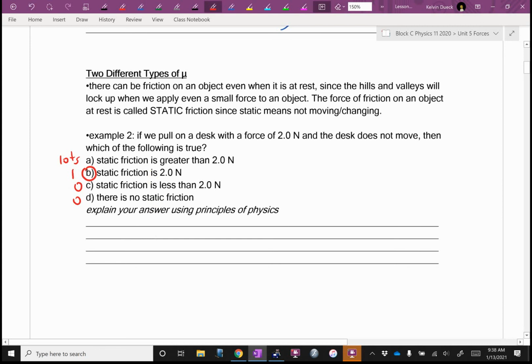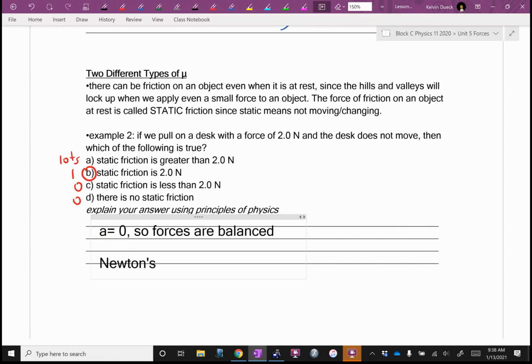What was our answer? Why did we pick B? What was my argument? No. That doesn't explain why it didn't accelerate. Wasn't Newton's third. Sadly, we'll have to write it out then. a equals 0, so forces are balanced. I live for the day when somebody just says, hey, Mr. Dewick, that's Newton's first. But I told you you didn't need to memorize which one was which, so that's fine.